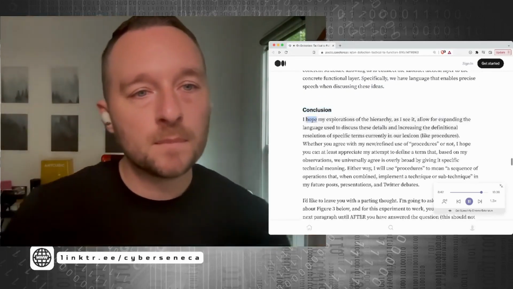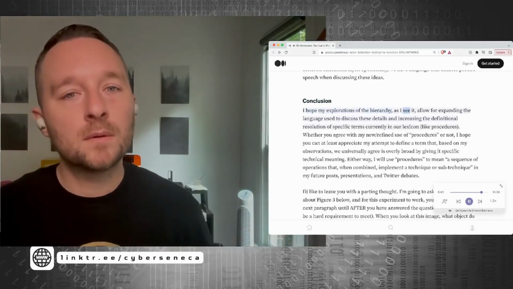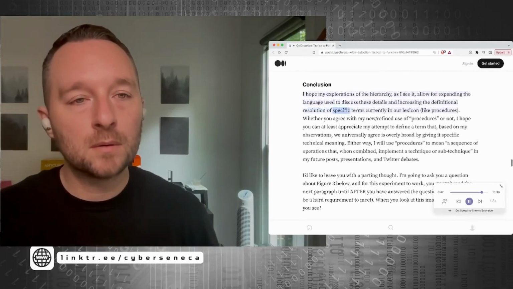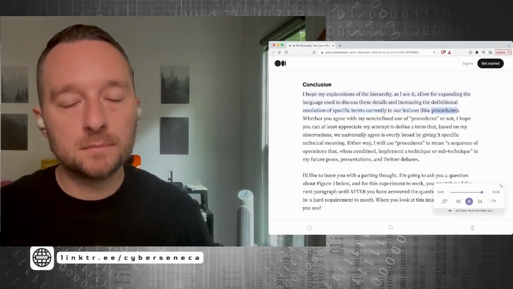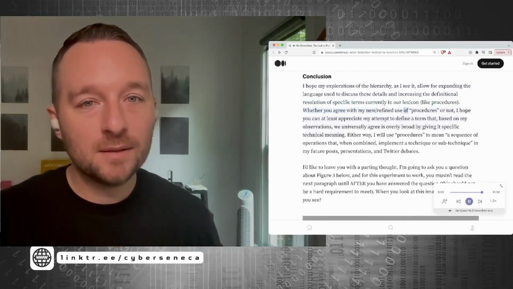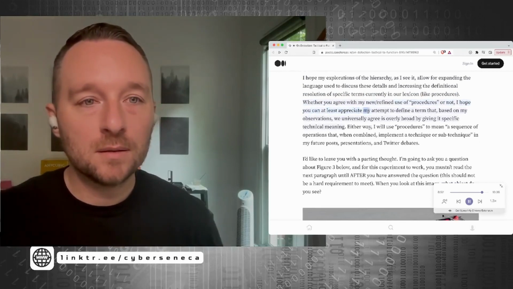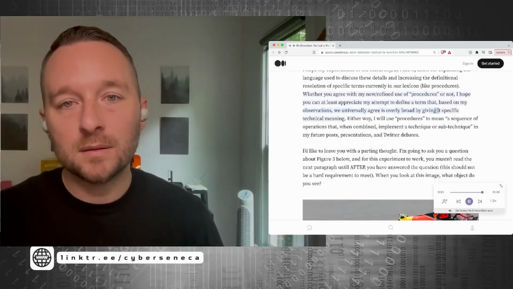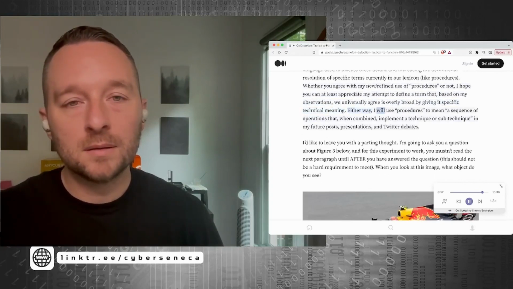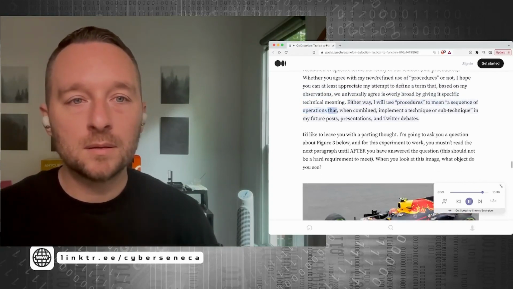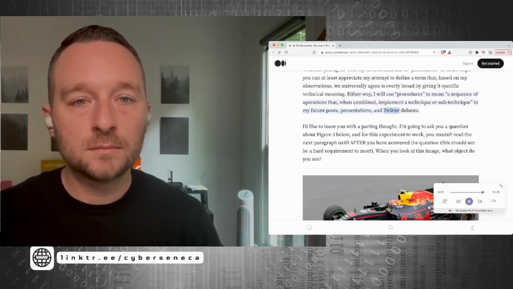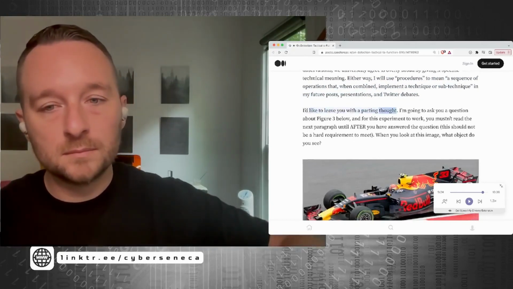Ideas. Conclusion. I hope my explorations of the hierarchy, as I see it, allow for expanding the language used to discuss these details and increasing the definitional resolution of specific terms currently in our lexicon, like procedures. Whether you agree with my new, refined use of procedures or not, I hope you can at least appreciate my attempt to define a term that, based on my observations, we universally agree is overly broad by giving it specific technical meaning. Either way, I will use procedures to mean a sequence of operations that, when combined, implement a technique or sub-technique in my future posts, presentations, and Twitter debates. I'd like to leave you with a parting thought.